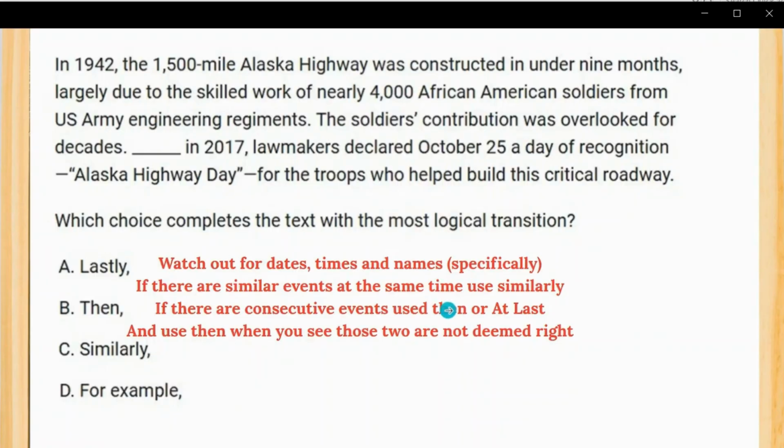Okay, I'm already saying "then." Why is it not right here? Wait, I'm giving you an example, but later. First, let me clear this first one. Let's do it one by one, okay? Watch out for dates, time, and names specifically.